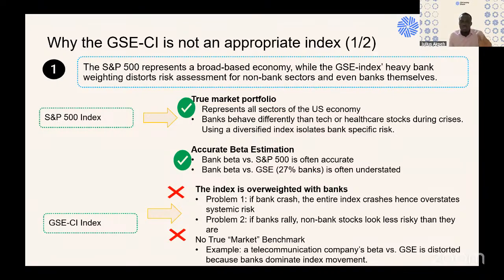That's what we call a truly diversified index. Problem number two: if banks rally, non-bank stocks look less risky than they are. And that is the whole problem here.